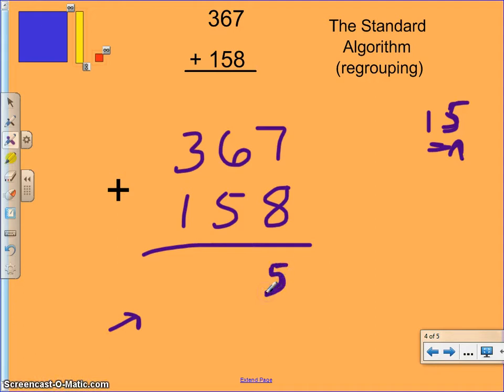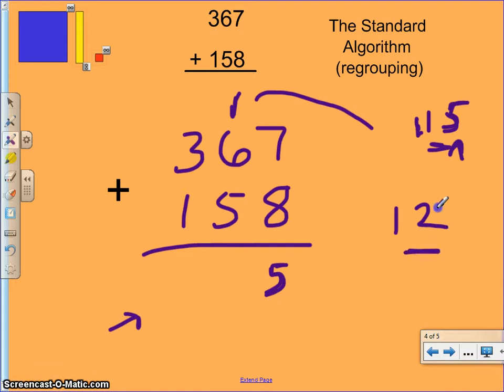Okay, and then my 10, which is a 1, I go ahead and regroup it into my tens place, and I still add it into my tens place. So now I have 1 ten plus 6 tens plus 5 tens, which is going to give me 12 tens. And again, this is 10 or more, so I need to regroup once again. This is showing me that I have 12 tens.